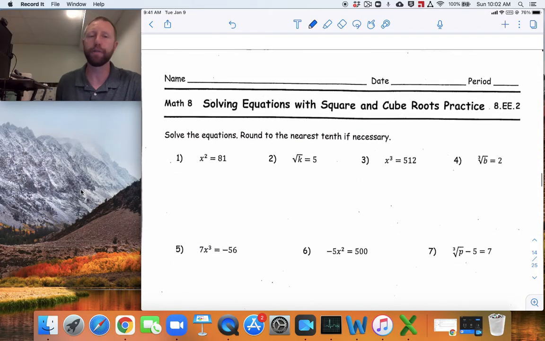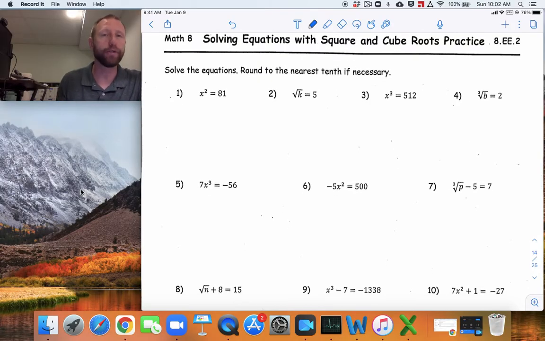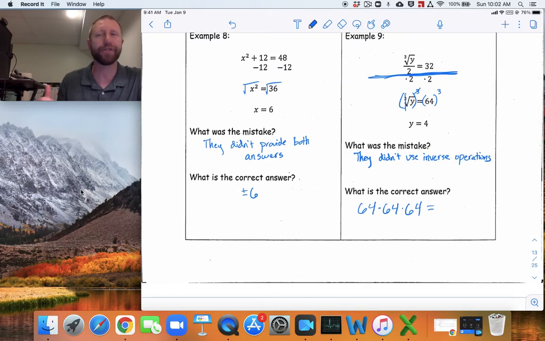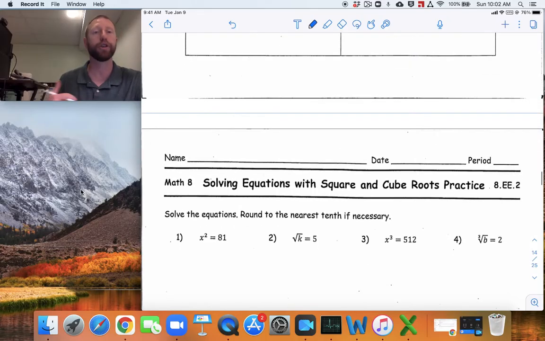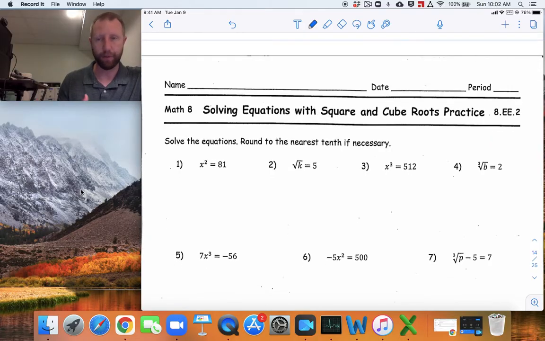So we give you plenty of room, guys. Draw your wall, show your work, make sure that you're showing that you're doing the opposite, right? Don't be like example 8 and example 9 where they are not actually showing what they're doing. Show that you're taking the square root of both sides, or show that you're cubing both sides. Show us your work here. Okay, and then it does say if you happen to get a decimal, just round it to the nearest tenth. All right, make sure you ask your teacher if you have any questions.